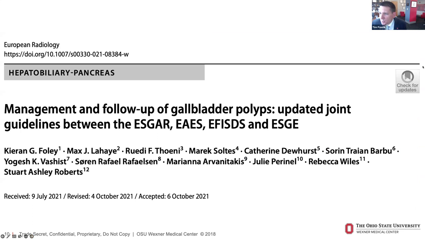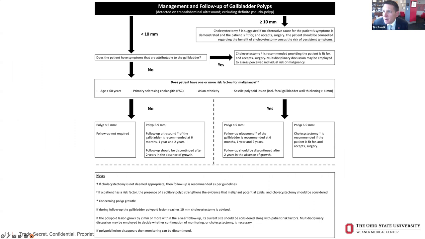Recently, and I think this is why Hisham asked me to talk today, we published a paper in Annals of Surgical Oncology that provided a critical assessment of the recently updated joint guidelines for the management and follow-up of gallbladder polyps. And these guidelines were recently published in European Radiology. Here you can see the schematic of how gallbladder polyps should be managed and followed. It's a fairly straightforward algorithm. What I draw your attention to is that the most dominant factor with regards to how you manage patients with gallbladder polyps is dictated, not surprisingly, by the polyp size.